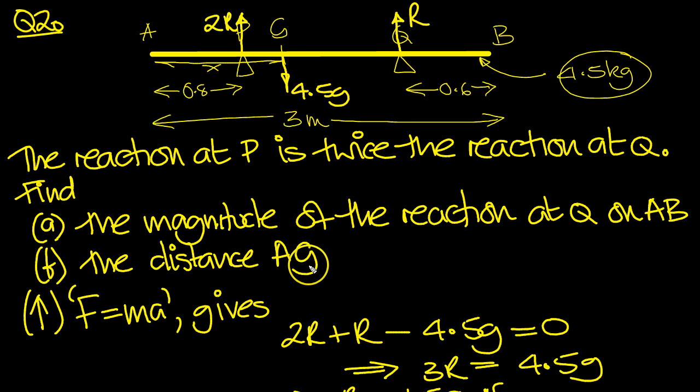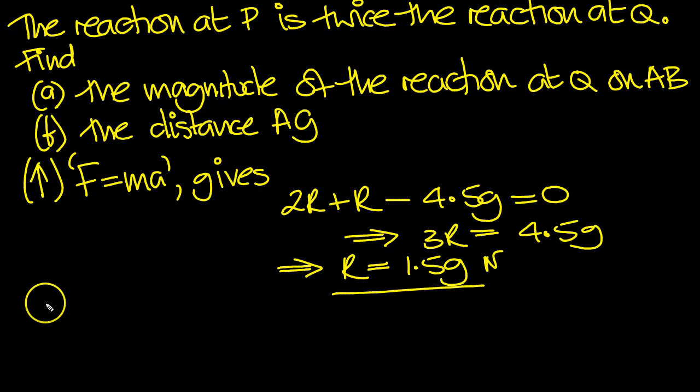Okay, find the magnitude of the reaction at Q, which we've done because that's the value R. The distance AG, so let's take moments about A. So moments about A then, let's take them anti-clockwise, gives.